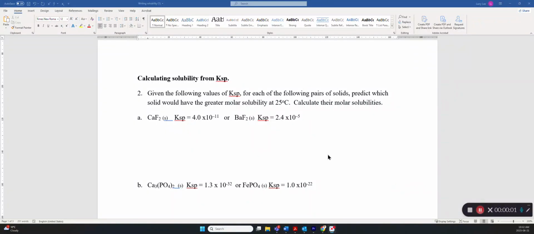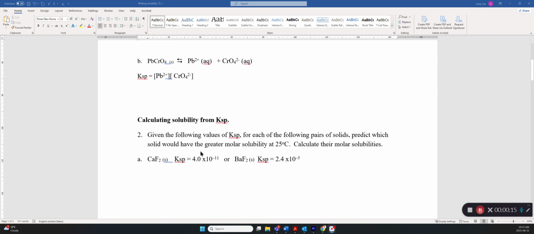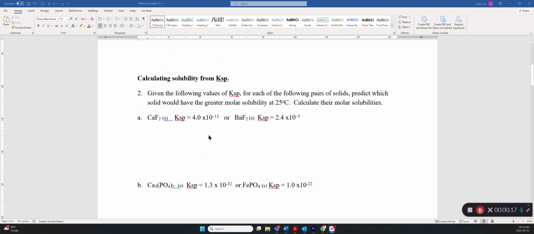Okay, here is the next question. Calculating the solubility from KSP. Now, you might know what to do, but it's really important to read the question. Given the following values of KSP, for each of the following pairs of solids, predict which solid would have greater molar solubility at 25 degrees Celsius. Calculate the molar solubility. Once you calculate the molar solubility, the larger the number, the greater the solubility.